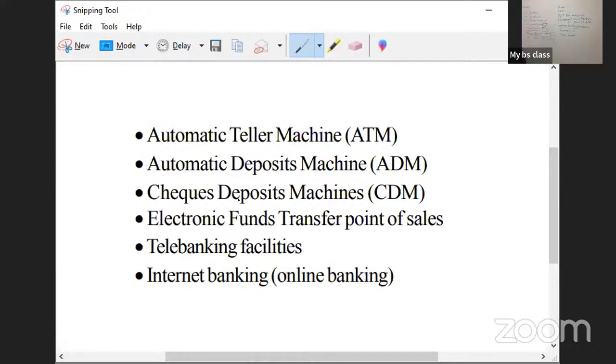ATM/CDM. But in our syllabus, CDM means checks deposit machine, where you can deposit the checks. But the term CDM is used to mean cash deposit machine. So it is better to go with your syllabus.